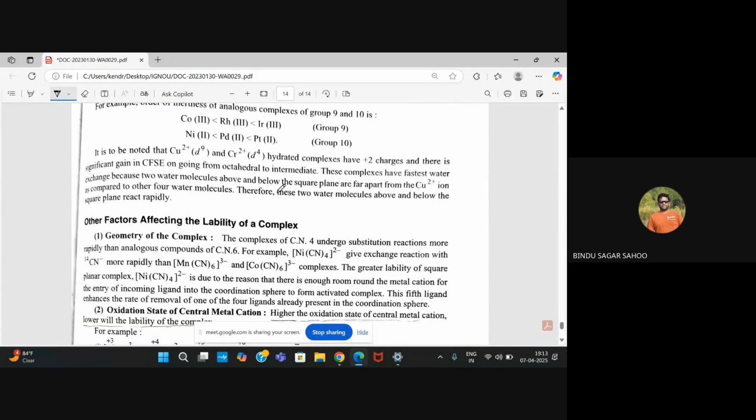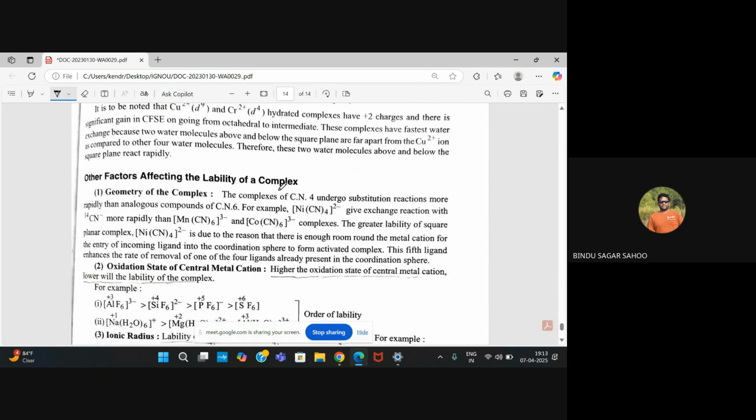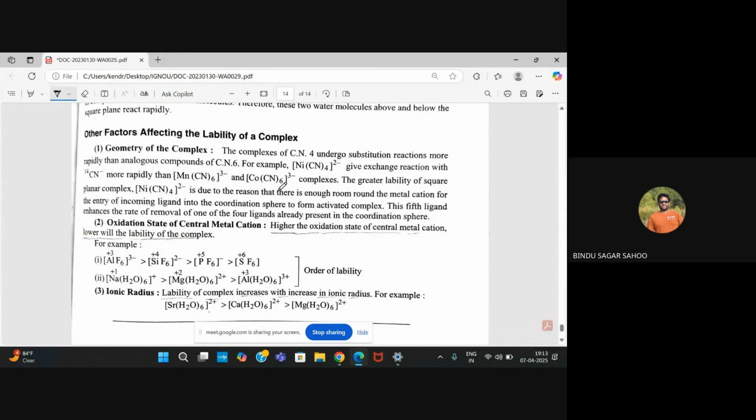So what other factors can affect the inertness and lability of the complex? You can make a reading here also. He's saying that in coordination number 4, compared to coordination number 6, substitution reactions can occur more easily. That means coordination number 4 complexes are more labile compared to coordination number 6.